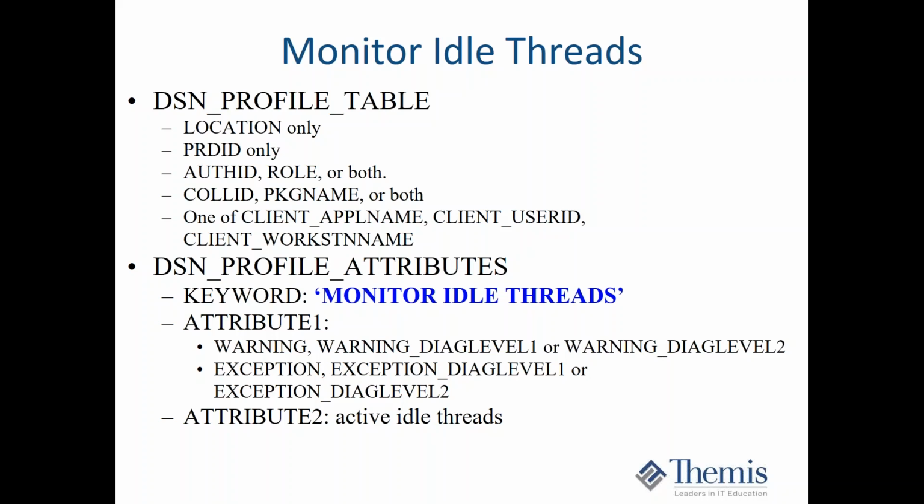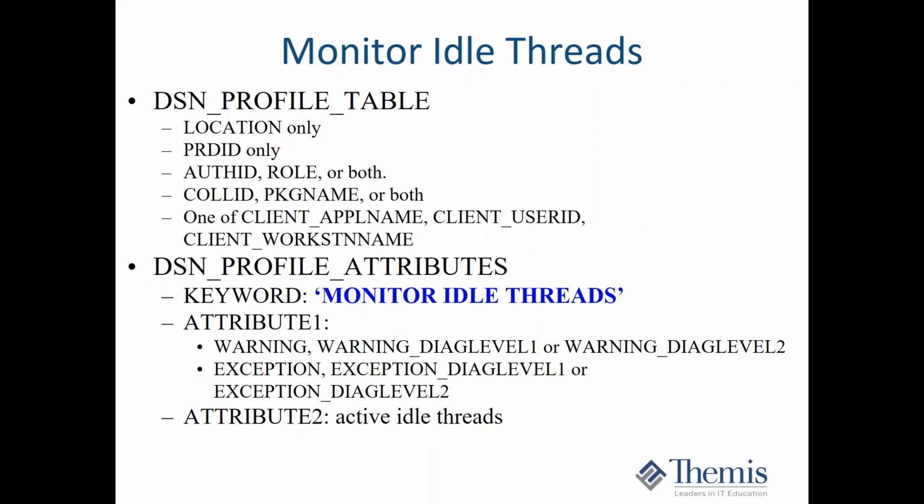So I can monitor those idle threads sitting out there, and for a specific group, either a client application or a collection of packages they're invoking, or their auth ID or their product ID, I can set, instead of them honoring the ZPARM, an active idle thread limit for them, so I can either get warnings that they're doing it, or abort them, cancel them, throw an exception.